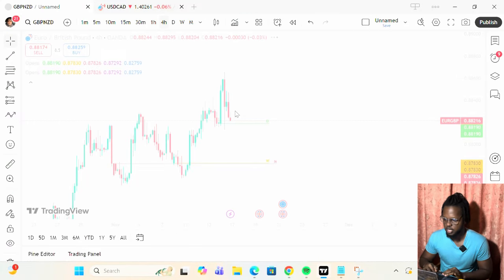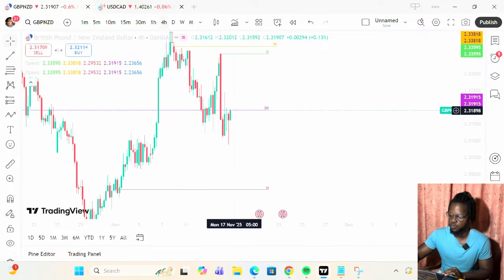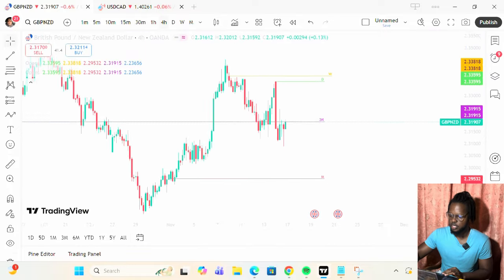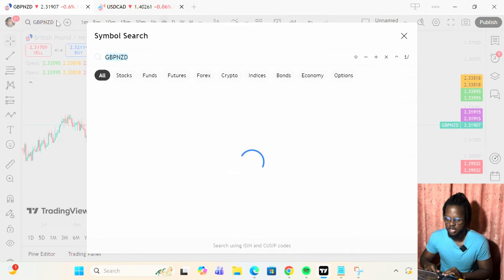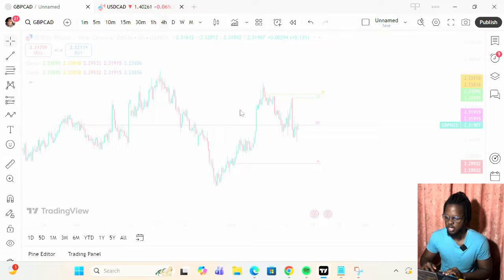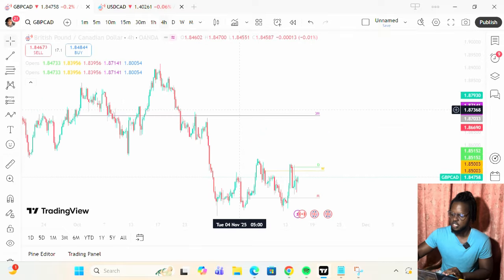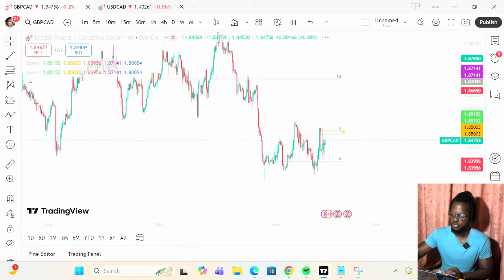GBP, I'm not really looking at any positions because the pound is just so weak. So probably not. I'm not really interested in this. I'm not interested in trading the pound anything unless I'm shorting it. So it doesn't matter. There's not really much we're doing here.